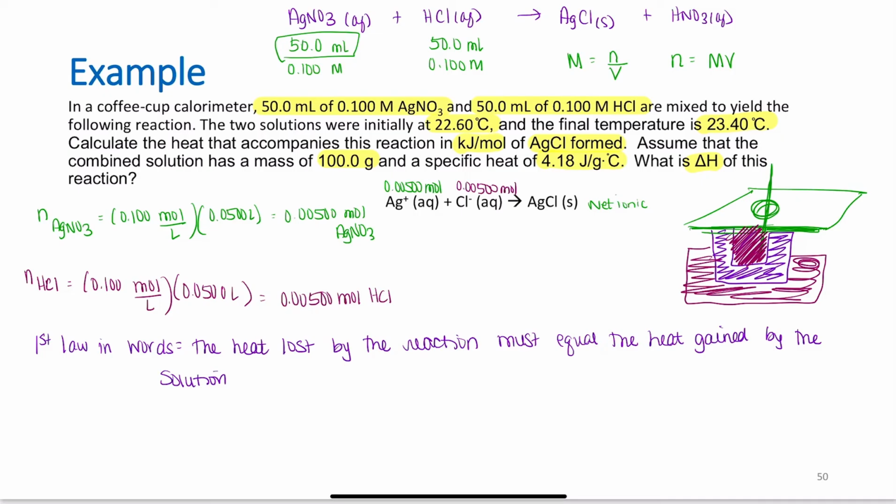Okay, so the reaction itself is your system. The solution is what we're measuring, and the solution is your surroundings. So the heat that's lost by the reaction, it's lost because the temperature goes up, is gained by the surroundings. The surroundings increased in temperature, therefore the reaction lost that heat. It generated so much heat that it was exothermic and lost heat to the surroundings.